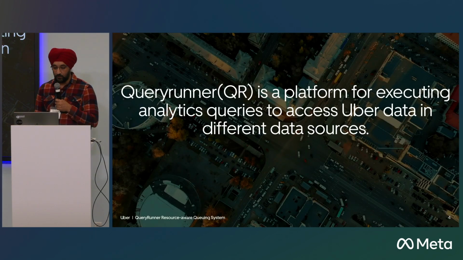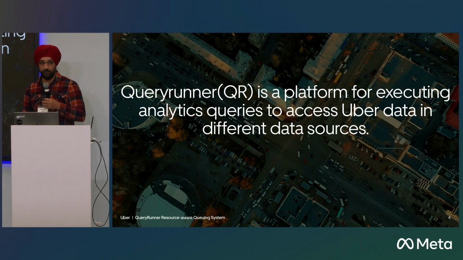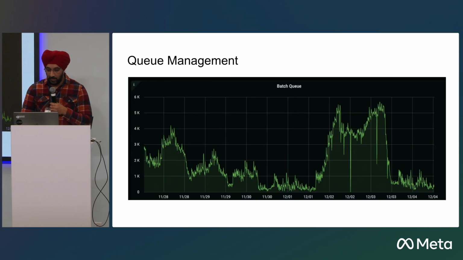At Uber, the system that we use for driving Presto, the front end for Presto, is called Query Runner. This is the gateway for all the workload that comes into Presto at Uber. In this talk, I'll be talking a little bit about queue management.